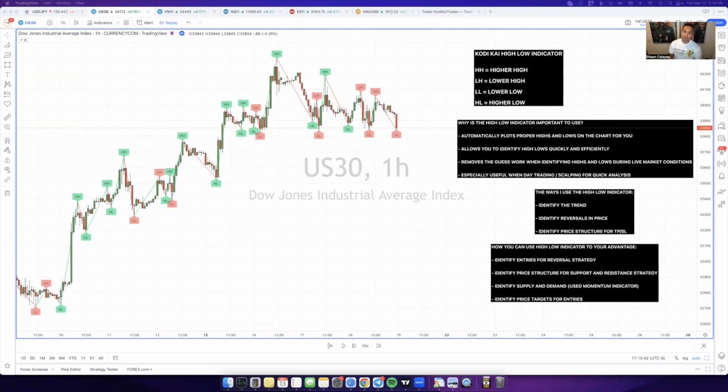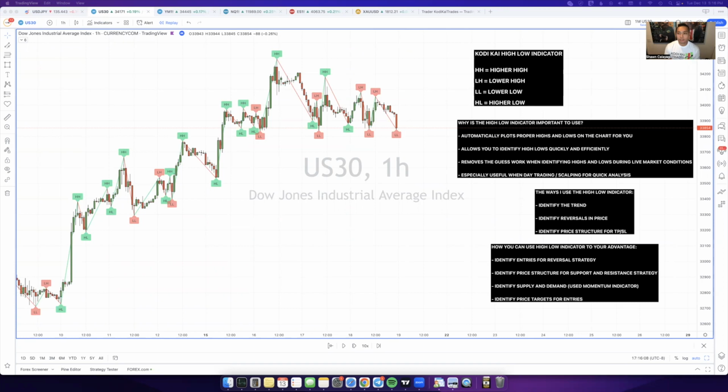So what this indicator does is it automatically plots proper highs and proper lows on the chart for you. This will allow you to identify highs and lows quickly and very efficiently, removing the guesswork when identifying highs and lows during live market conditions. And this is especially useful during day trading and scalping because typically when you're scalping, you don't have much time for analysis, right? You need to be on point with your entry, on point with your requirements, and you got to be ready to take that move when it happens.